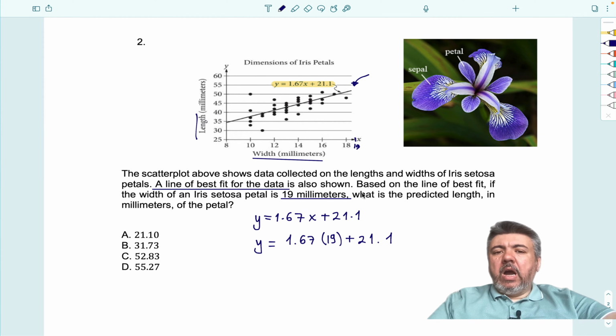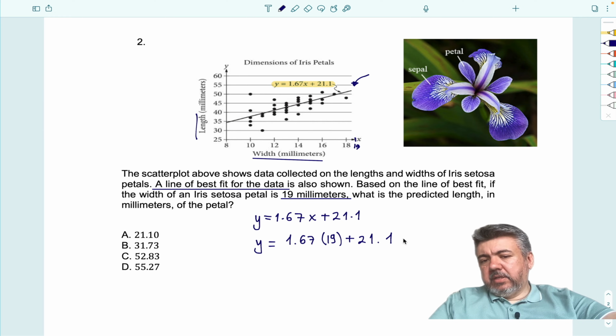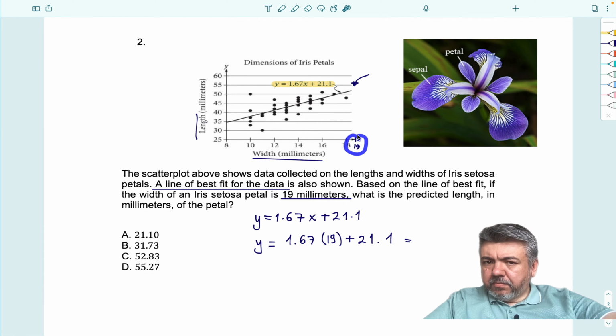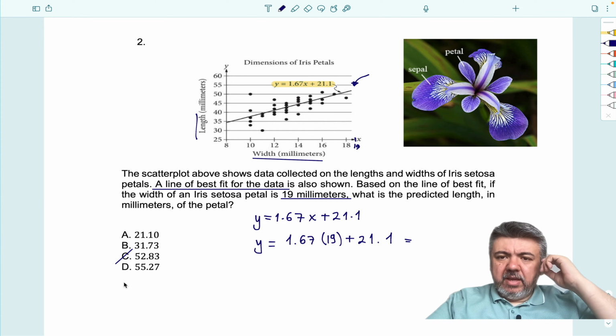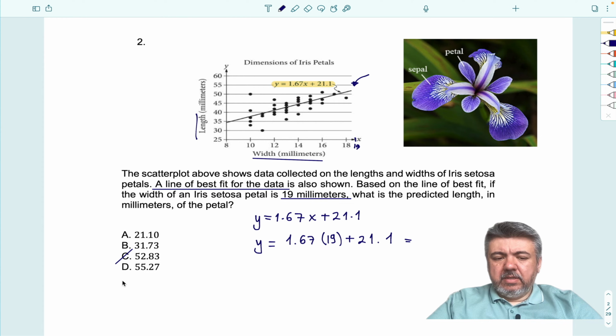Okay. Now I won't calculate it; it can obviously be calculated when you have a calculator. But I will talk about something a little bit different. Now, 19 is here. When 19 is here, the value on the line of best fit will be between 50 and 55. So it's not going to be more than 55; it won't exceed 55. So the answer will eventually be 52.83. Okay? That's it.